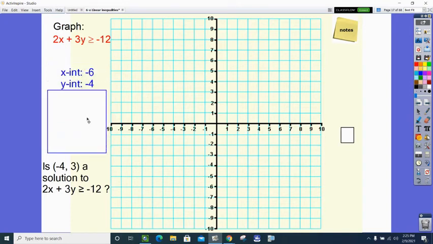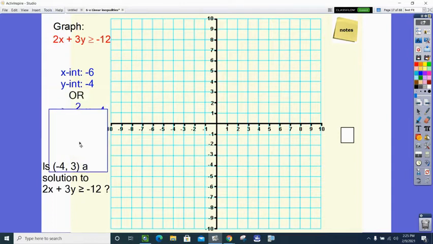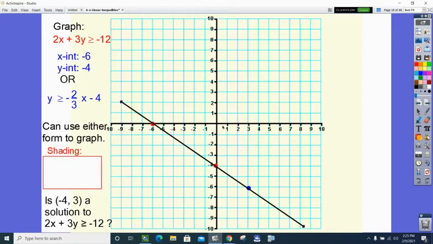So that would be one way to do it. You're going to come and plot your x-intercept of -6, your y-intercept of -4, and join them, and you'd have the line. Your choice is you could solve for y. You could subtract 2x and divide everybody by 3, and you could use the slope-intercept form. No matter which one you choose, you should get this line. If you look at the 2 red points, there are the 2 intercepts. And then if you were to start at -4 and go down 2 and over 3, you'll get the line either way. I drew it solid because it's greater than or equal to.